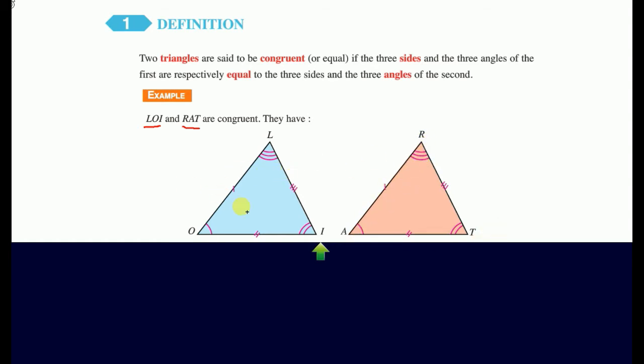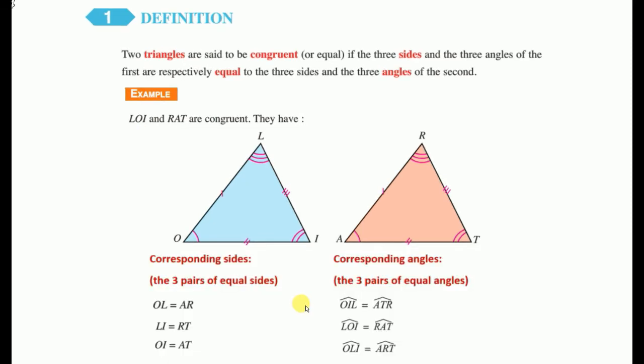So once they tell us that two triangles are congruent, it means we have 6 elements that are respectively equal. 3 sides and 3 angles. In another meaning, 3 pairs of sides and 3 pairs of angles are respectively equal. So the 3 pairs of equal sides, we call them the corresponding sides, and the 3 pairs of equal angles, we call them the corresponding angles.